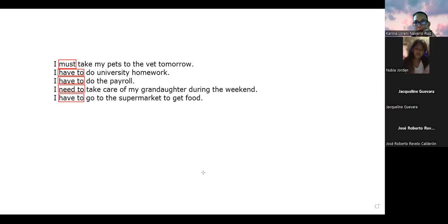Revisemos entonces este ejercicio. Number one, must. Number two, que pusieron algunos. Bueno, estas eran las de la compañera. Have to. In number three, we have to. Need to. And the same at the end. Have to. ¿Por qué las redactamos entonces algunas con must, otras con have to y otras con need to? Todas estas tres expresiones expresan el qué, chicos.